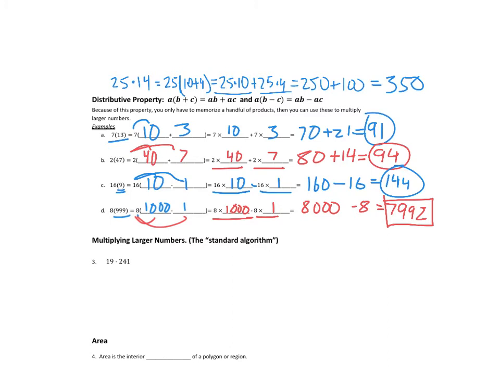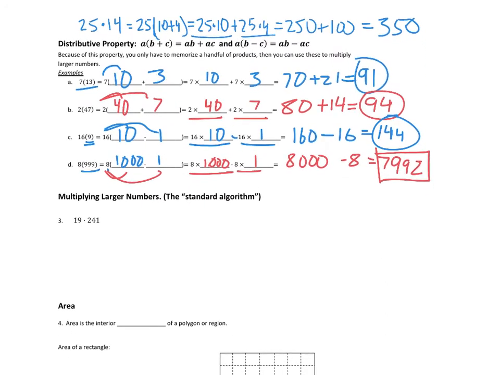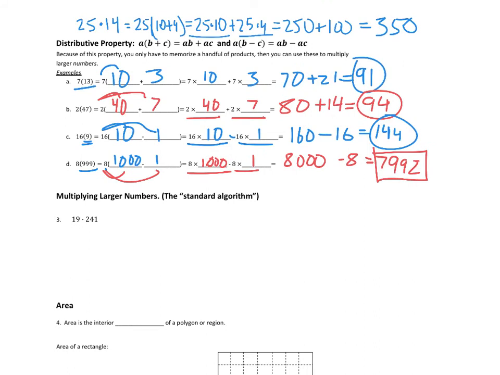All right. Well, when we have larger numbers, we've got to do this standard algorithm. So let's go back to what if we have something like 19 times 241. Well, sometimes it's just useful to go ahead and stack it and multiply. Here are the steps for multiplying. Well, we're going to multiply the ones digit times each of these.